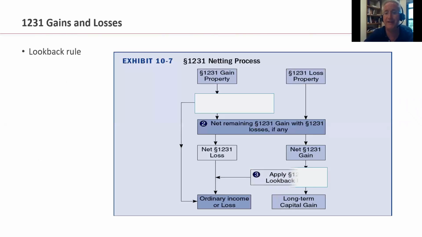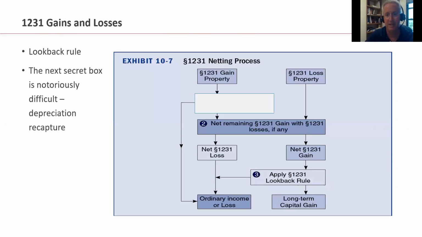All right, so now we've got the look back rule under our belt, right? So we say, all right, if I net everything together and it's a gain, I also have to apply the 1231 look back rule. If I had 1231 property I sold at a loss in the prior 5 years, I might have to recharacterize that as ordinary, but whatever's left over still falls down to long-term capital gain. All right, the one that's left, our one secret box, is even more difficult than recapture under the look back rule. This is depreciation recapture.